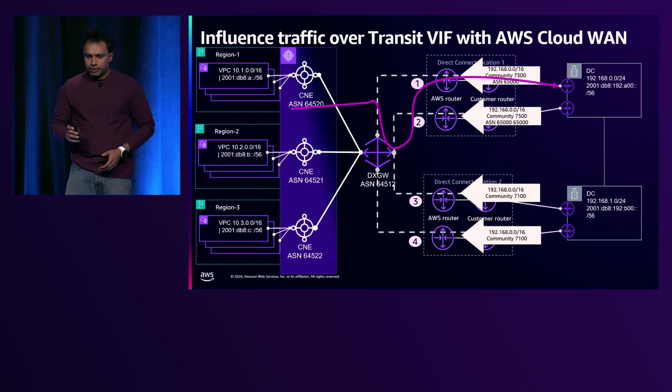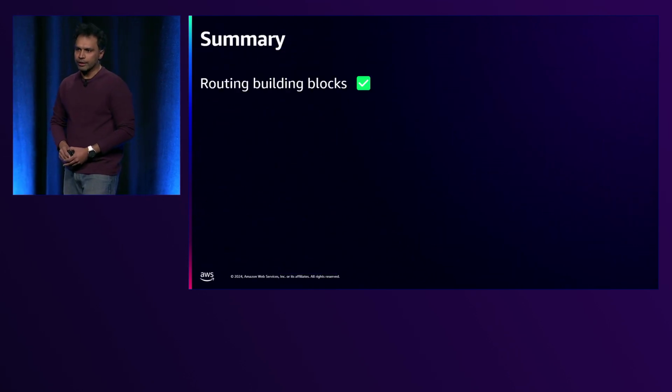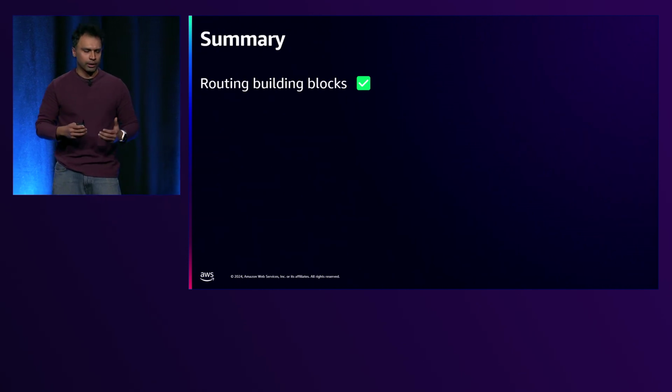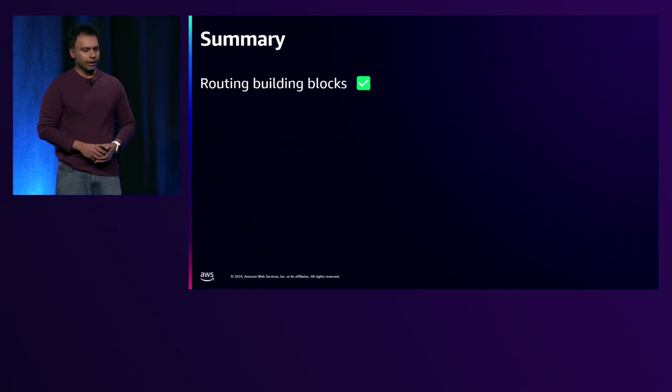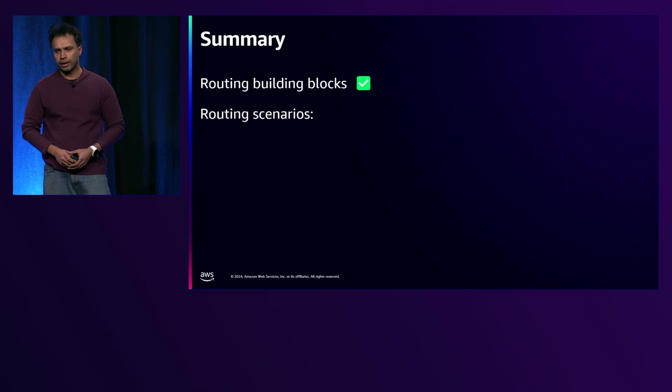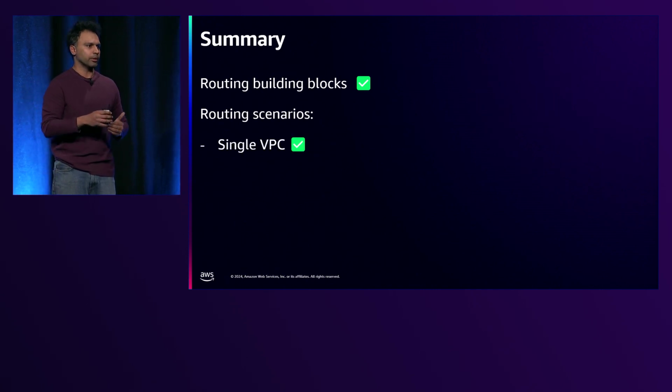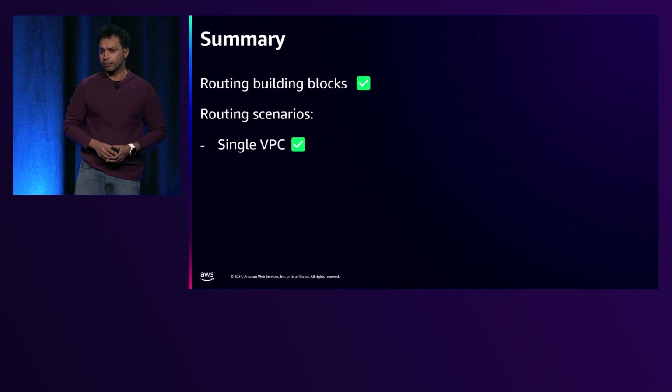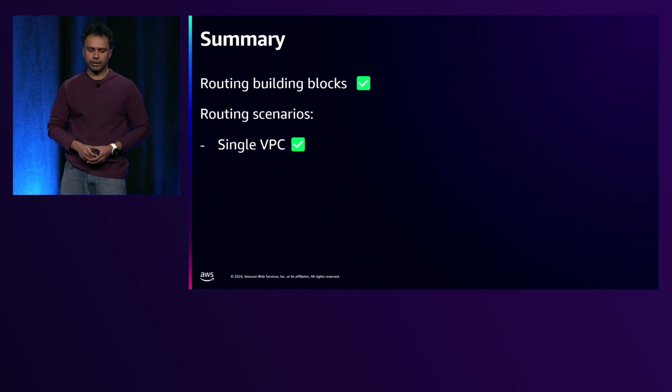All right, so that was a lot of information, folks. Let's look at the summary. We started off by looking at the routing building blocks that AWS offers. Then we started looking at routing scenarios. We started off with a single VPC, where Tom spoke about how the VPC subnet routing tables work, how you can create static routes, propagated routes, and dynamic routes.